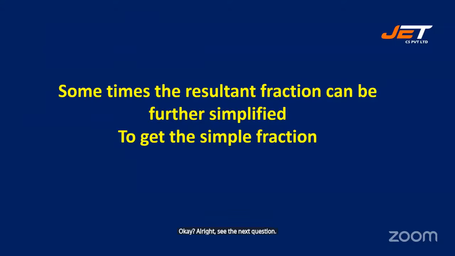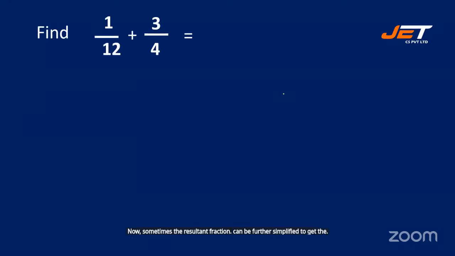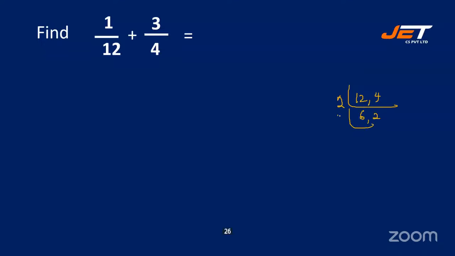Now, sometimes the resultant fraction can be further simplified to get the simple fraction. Right. So now you have 1 by 12 plus 3 by 4. Now, how do you do this? You take an LCM. 2 6s are 12, 2 2s are 4, 2 3s are 6. So your LCM is 12. 12 will go in 12 one time, 1 into 1, 1. 4 will go in 12 three times, 3 into 3 is 9, which is 10 by 12.